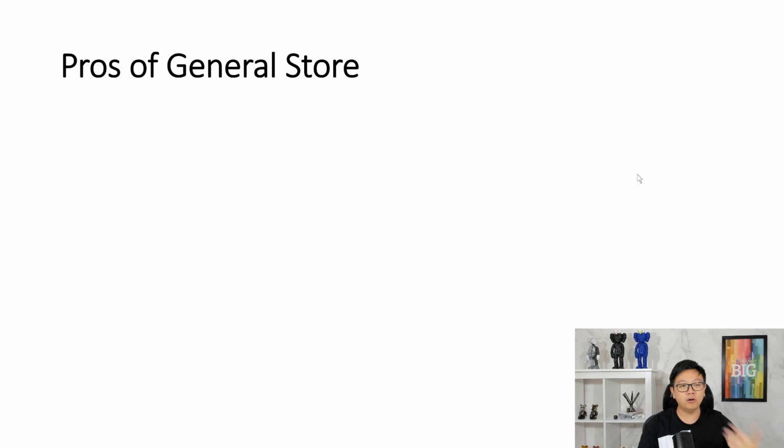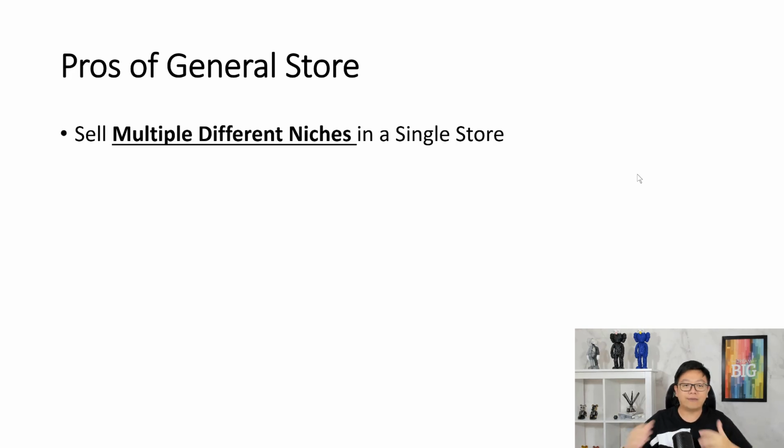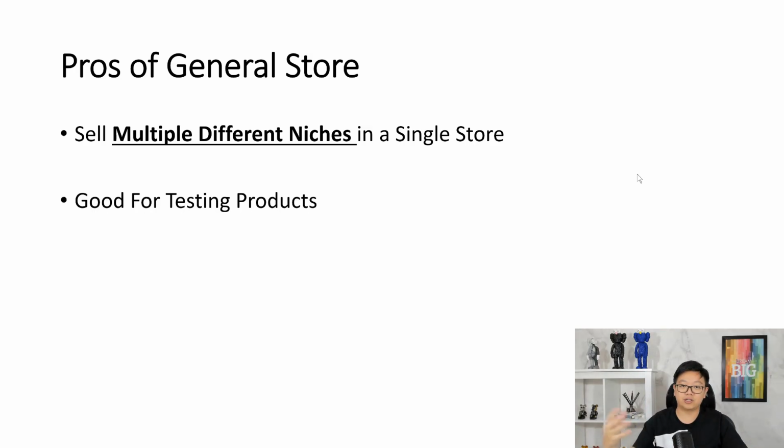So the pros of a general store: you can have multiple different niches in a single store, and it will still work. So you can have dog, cat, electronics, baby stuff, pet stuff, different kinds of niches in one single store. And it's really good for testing new products, because in this business model, it's all about testing new products day in and day out, trying to find your next 7-figure or 6-figure product.